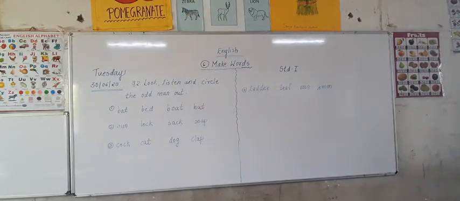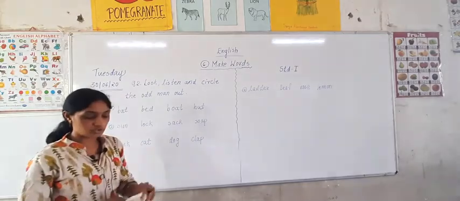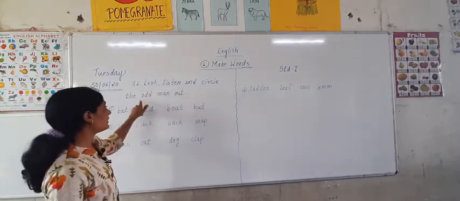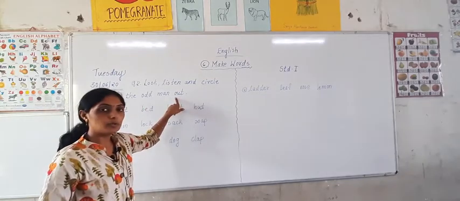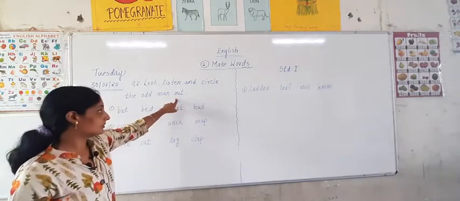And then after that we were going to study question number 2. What is question number 2? Look, listen and circle the odd man out. What we have to do? Look, listen and circle the odd man out.